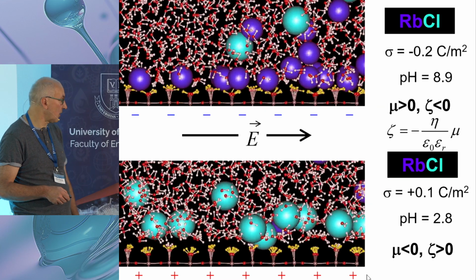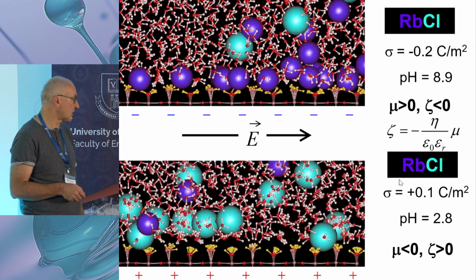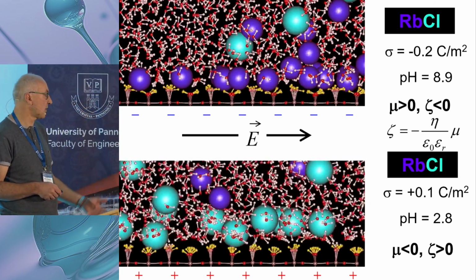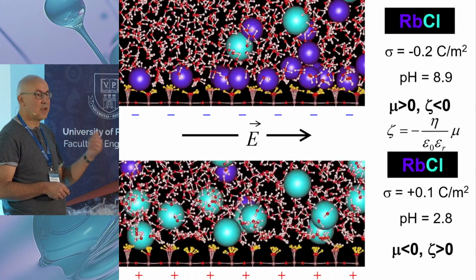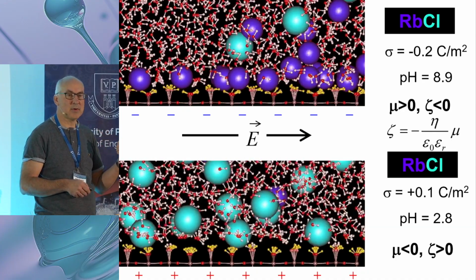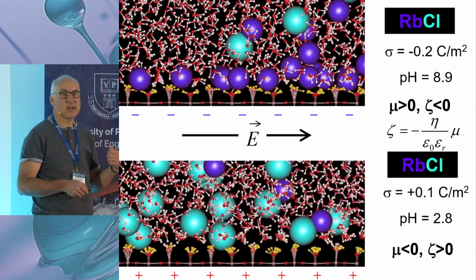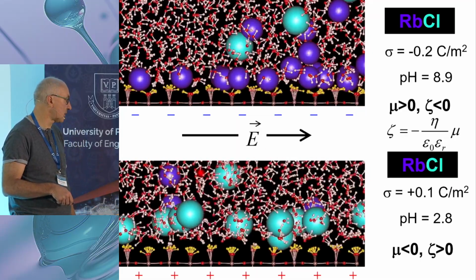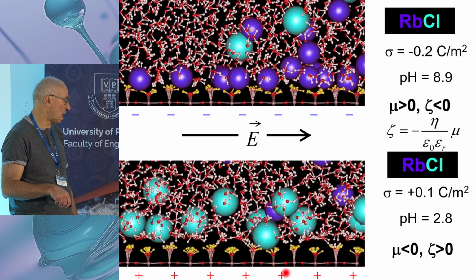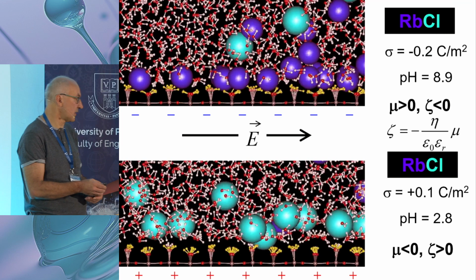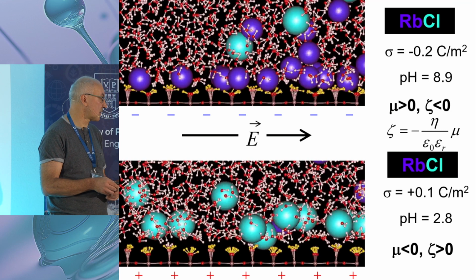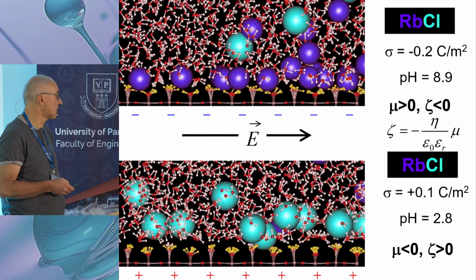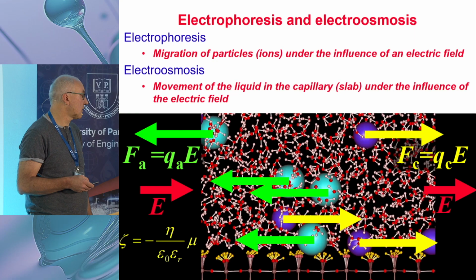And then if we do the same for positively charged surface, you see that the interface looks very different. We have a surplus of anions, they move to the left, and they drag the water molecules with them. So we have negative mobility, and negative mobility converts to positive zeta potential, and again, that's how it should be for positively charged surfaces. So that was a good test that we can model the electroosmosis.